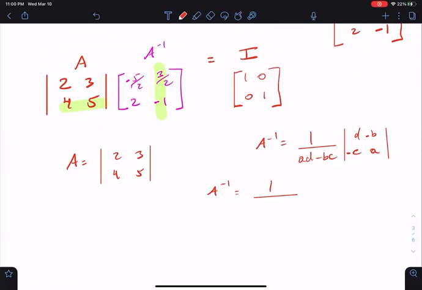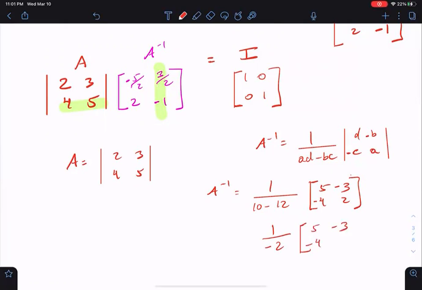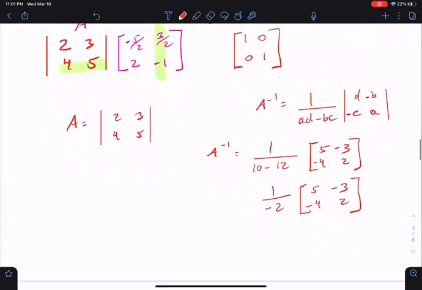So AD is what? 10 minus BC. BC is just 12, right? And this D would be 5, and then this will be 2, and this is negative 3, and this is negative 4. Let's see. So this is 1 over negative 2 times, well, each element in the matrix, right? Each element here. So let's compute this.